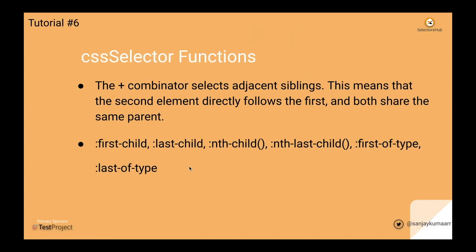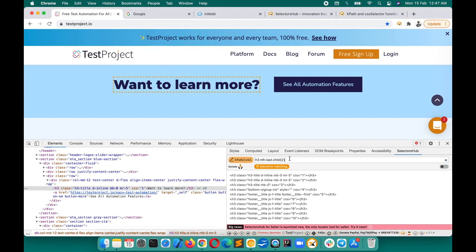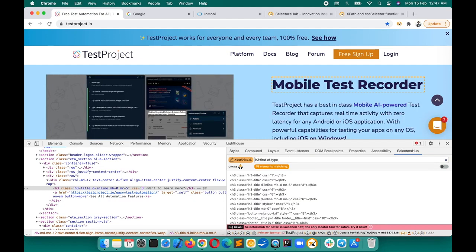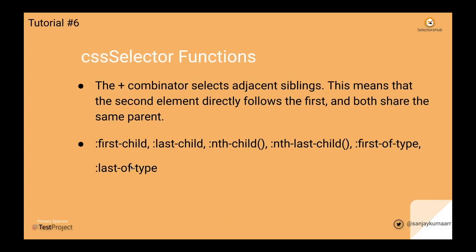First of type. This will give all those h3s which are of its type. So basically it will give all h3, because yes, it is there. Last of type.